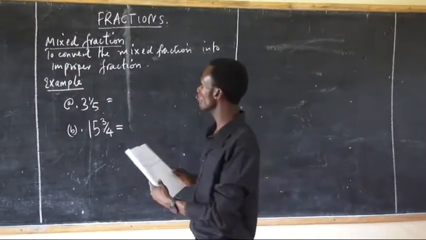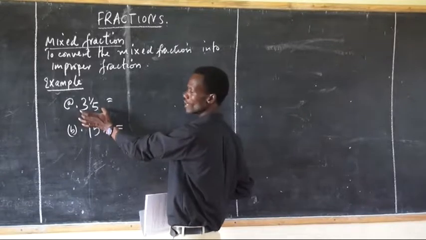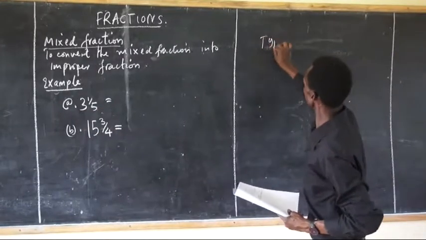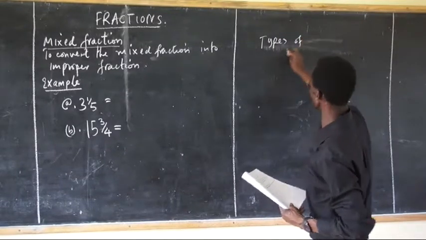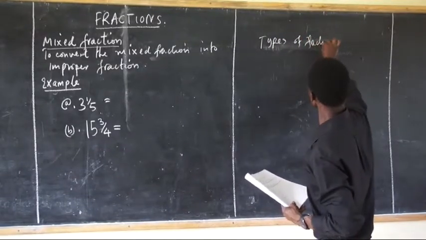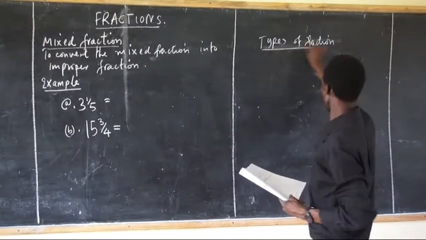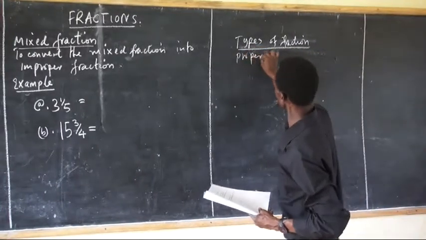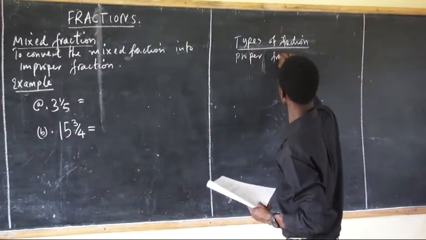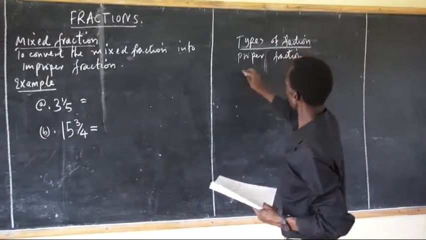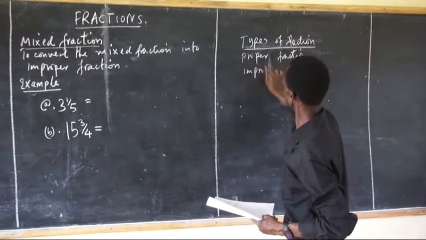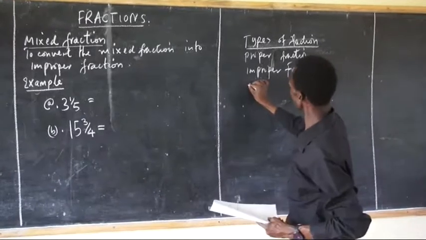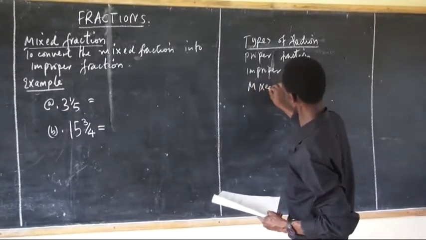First of all, you have to know this is a mixed fraction. We have three types of fraction. We learned about the types of fraction. We said we have proper fraction, we have improper fraction, and also we have mixed fraction.